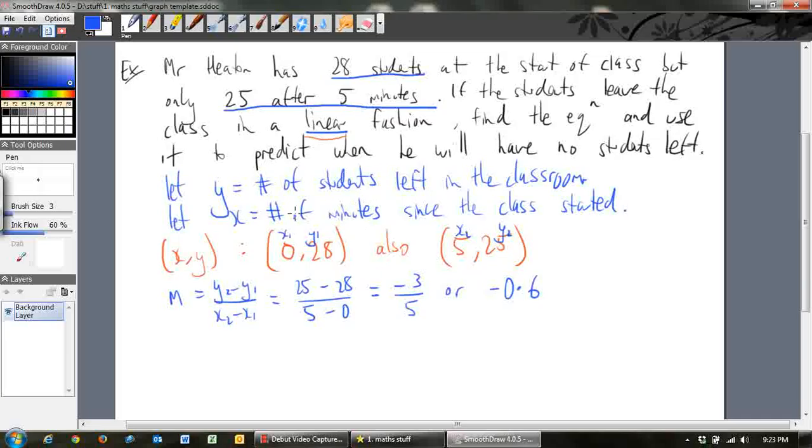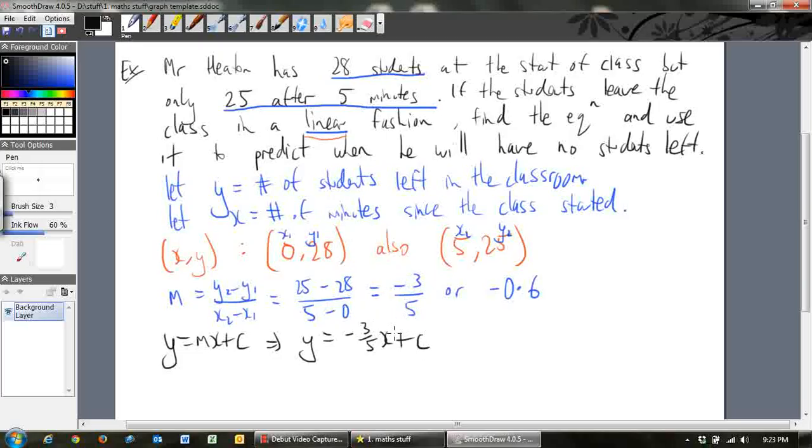What was the next step? If you remember back from the determining equations videos, what we need to do now is find c. So I've got y equals mx plus c, and we just figured out that m was equal to negative 3/5. So y equals negative 3/5 x plus c. There's our equation so far. The next piece of the puzzle, we need to figure out c.